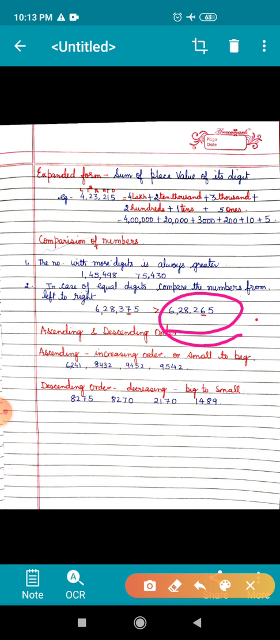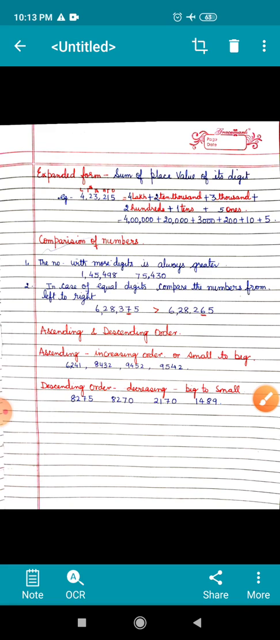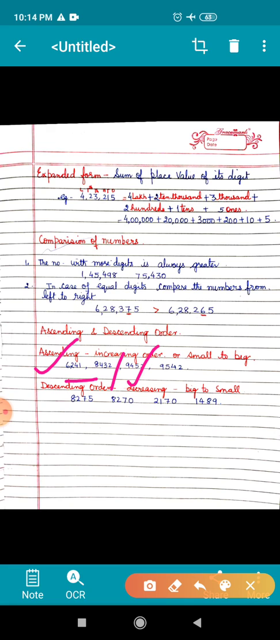Okay. Now next is, how can we write numbers in ascending and descending order? Children, to write numbers in ascending order, you have to write the small number first. Means first you will write the small number and after that the big number. Here you can see 6,241 is the smallest among all, so it is written in the first place. And after that 8,432, after that 9,452, and at last the greatest number, that is 9,542.